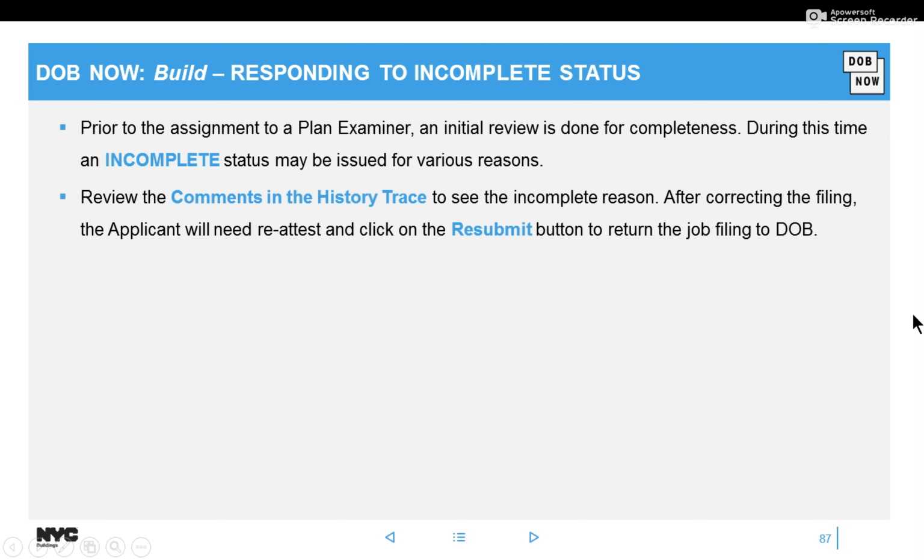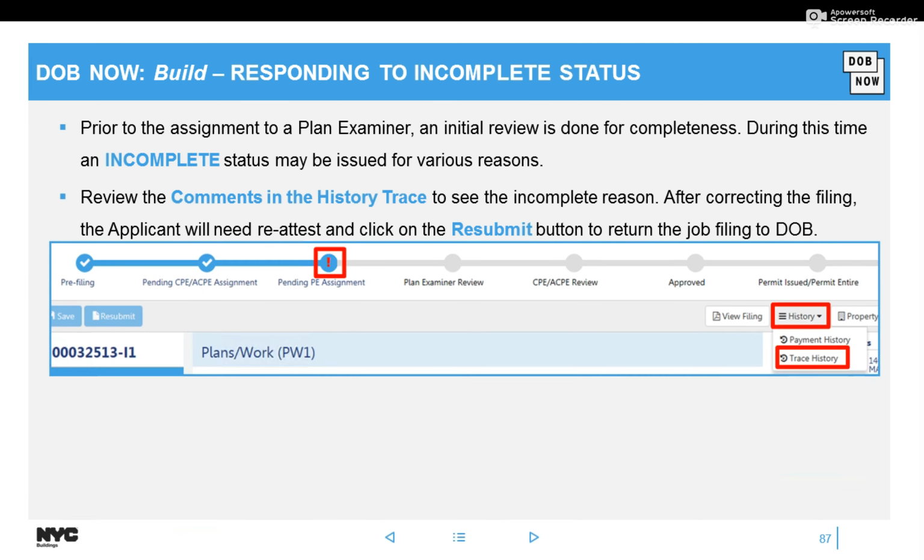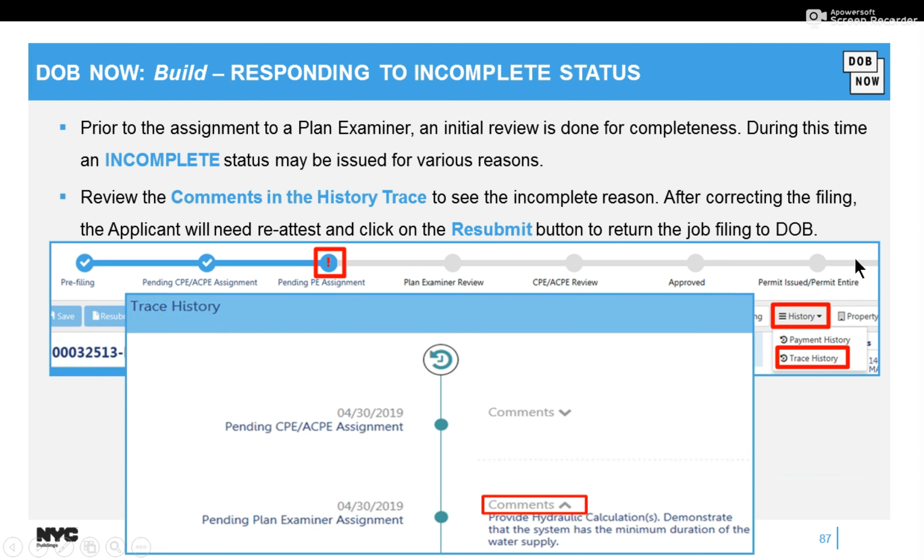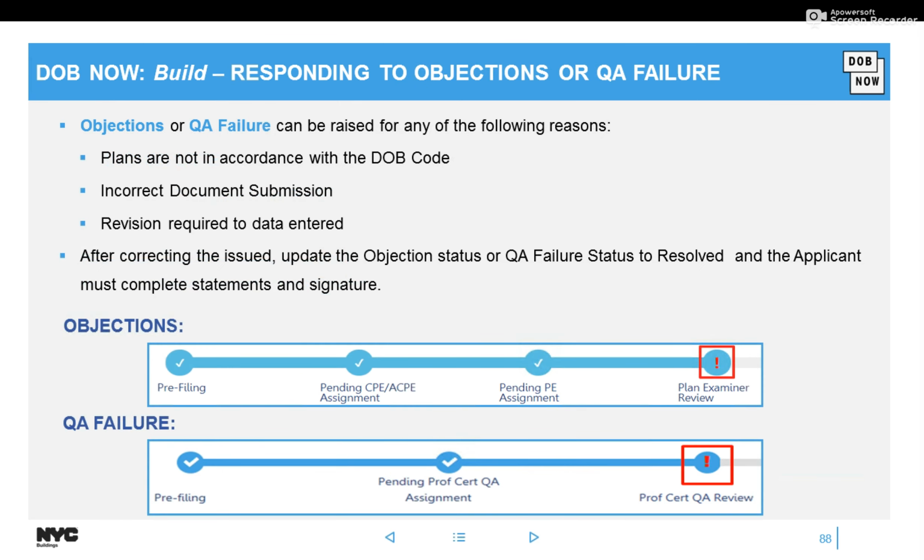So if you received a QA failure from a clerk, you will see the comments in the trace history, and you would identify that first by you'd see a red exclamation mark appear in your status bar, or if you're out on your dashboard, you'll see objections or QA failed on the dashboard in the status column. So you would get into the job filing, and you would go to history, then select trace history, where I have this here, and you will then see a subway stop like in a pop-up window with the comments provided at the stage.